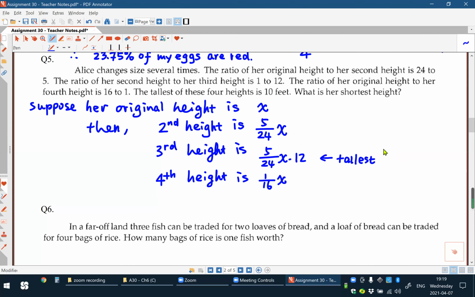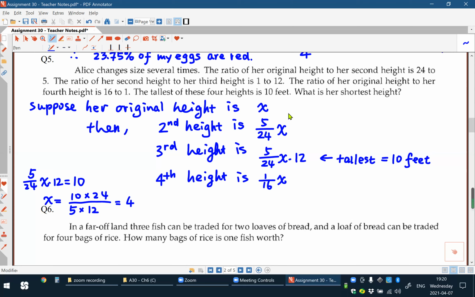Okay, so that means the tallest is 10 feet. And then we can easily solve for x, right? So that means 5 over 24x times 12 equals 10. So that means x is 10 times 24 over 5 times 12, which is 4, right? Okay, so now we know that x is 4.